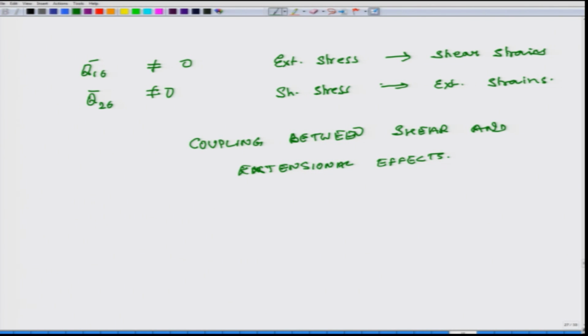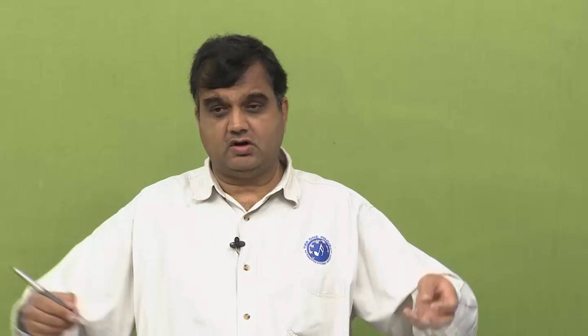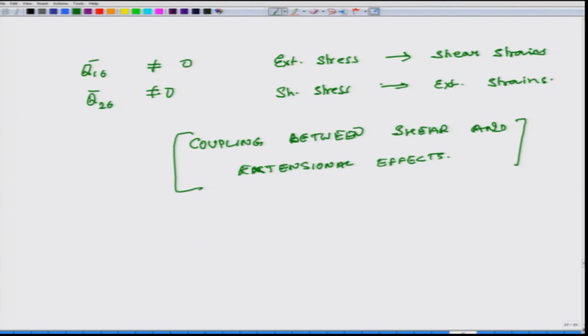Okay. So, if you have a rectangular sample and you pull it, it will not only become longer, but it will also deform and its angles at the corners will change from 90 degrees to something different. It is important to note that the direction of this coupling is sensitive to theta. If you change from positive theta to negative theta, its direction reverses, because Q16 bar and Q26 bar are odd functions of theta. So, it is important to get our conventions right.